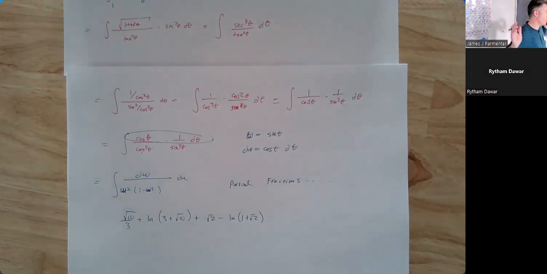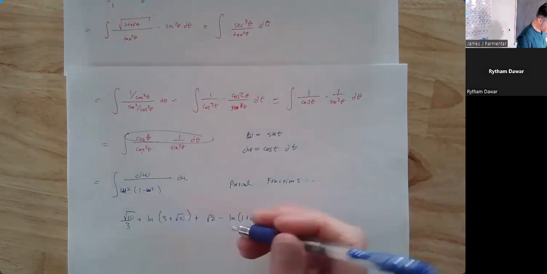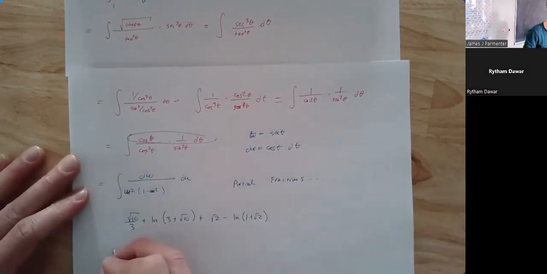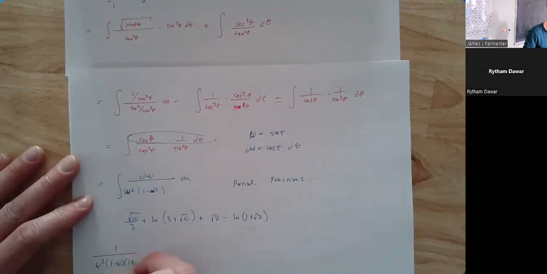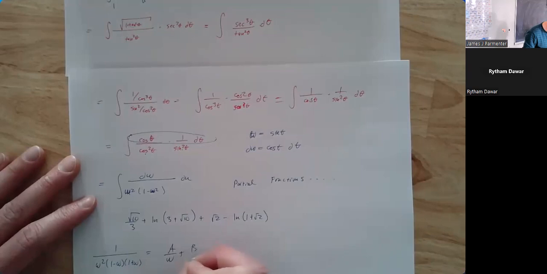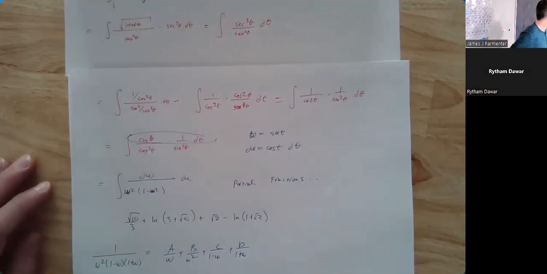No, if it was 1 over w squared minus 1 over w to the 4th, sure, but the whole denominator being more complicated means we're typically having partial fractions. So what you would do is say my 1 over w squared times 1 minus w times 1 plus w, right? That's how you factor it. You'd say that's a over w plus b over w squared plus c over 1 minus w plus d over 1 plus w. And, yeah.